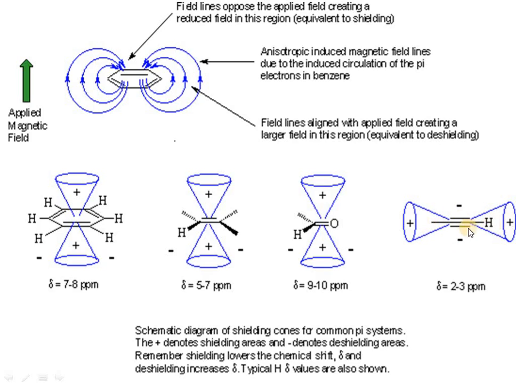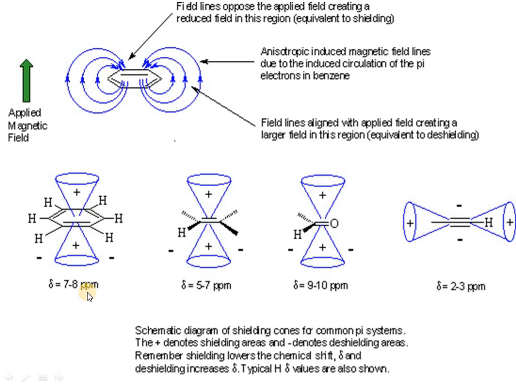So these are present in the shielded region, so they show signal much upfield, that is around 2 to 3. In this, they are in the de-shielded region, so at 9 to 10, and these are again in the de-shielded region, around 5 to 7 ppm. And in this, these are all again in the de-shielded region and they show signal at 7 to 8 ppm.